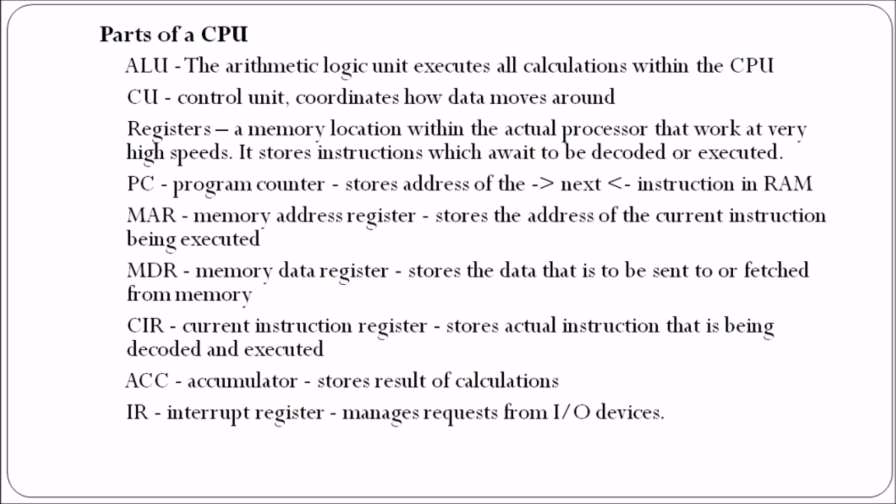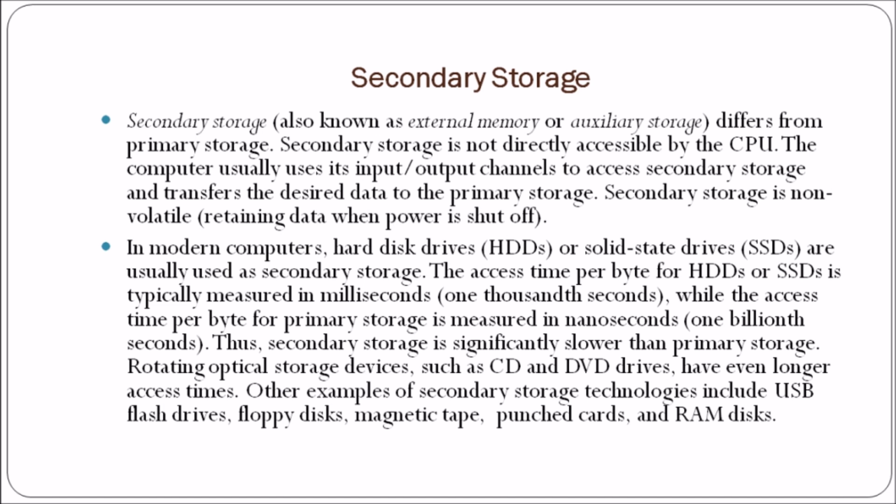The different parts of a CPU are arithmetic and logic unit, control unit, registers, program counter, memory address register, memory data register, current instruction register, accumulator, and interrupt register. Well, so far I had spoken about motherboard components, connectors to the motherboard, and CPU architecture. Next, I move on to secondary storage.